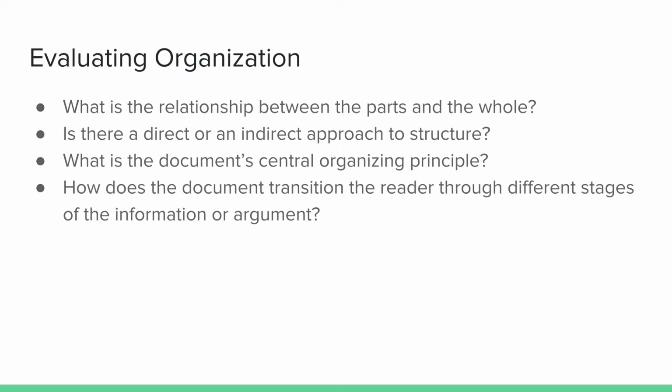For organization, you might try to articulate what you feel is the relationship between the individual parts of the text and the overall goal. Is there a direct or an indirect approach to structure? In other words, is organization visible or invisible? Is it distracting? Is it confusing? What is its central organizing principle, and how does that fit with the conventions of the field? How does the text transition through different stages of the information or argument that it presents?